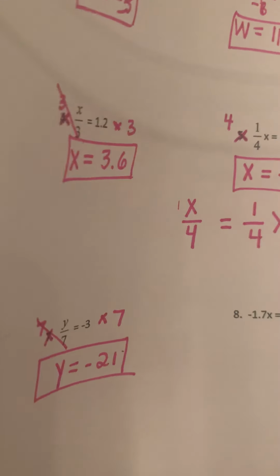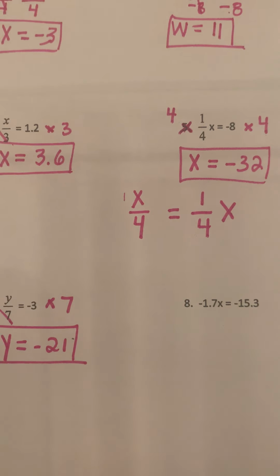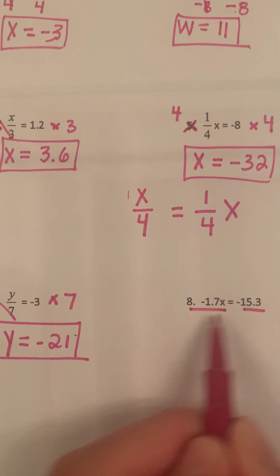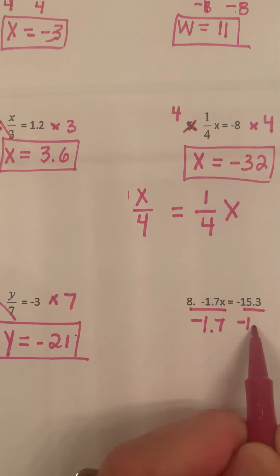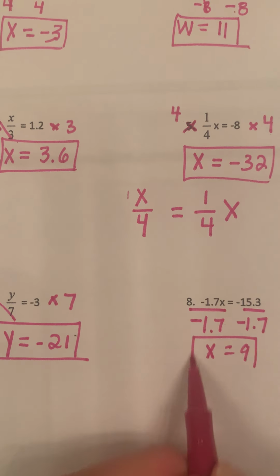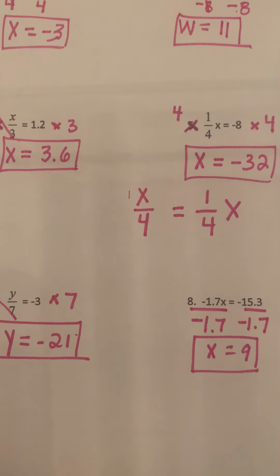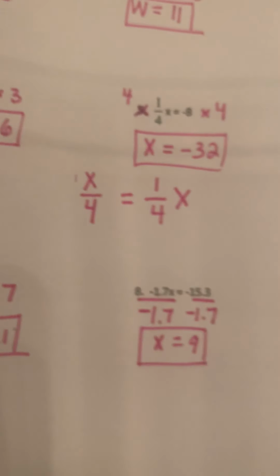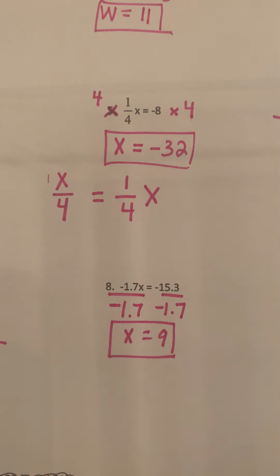Let's see how good your math skills are for the next one. You have negative 1.7 times x. You want to divide by negative 1.7. I'm going to do this in my head real quick. You get 9. Just kidding. I have my answer key here. But again, I would put that in your calculator. Try and get used to the new calculator you guys are using.